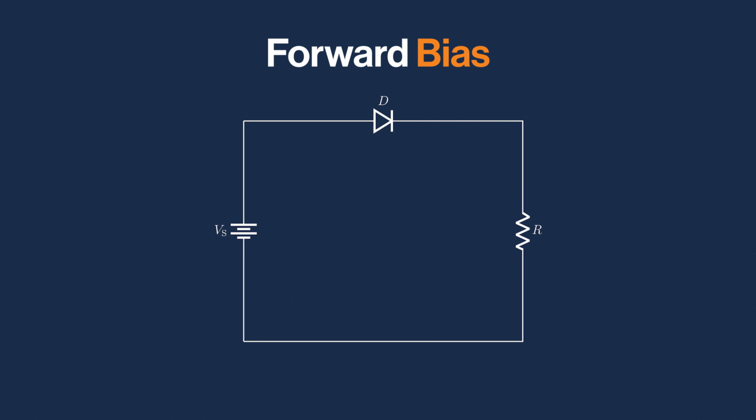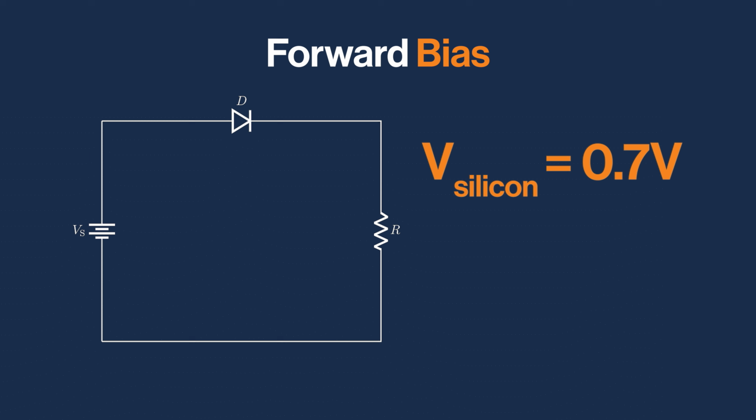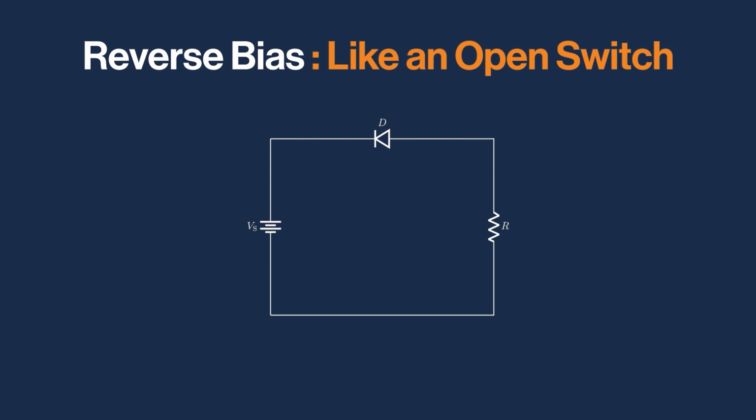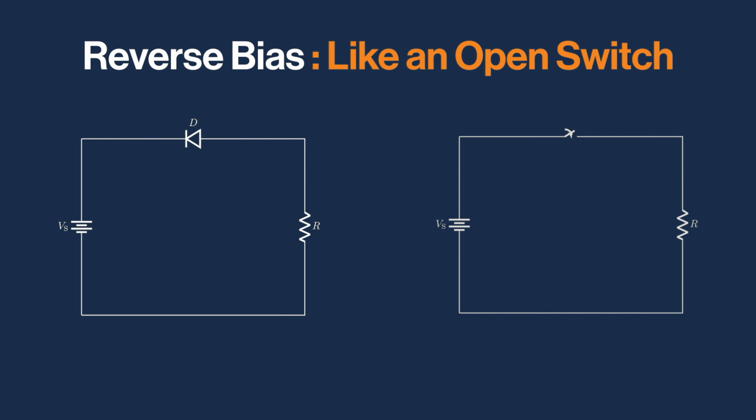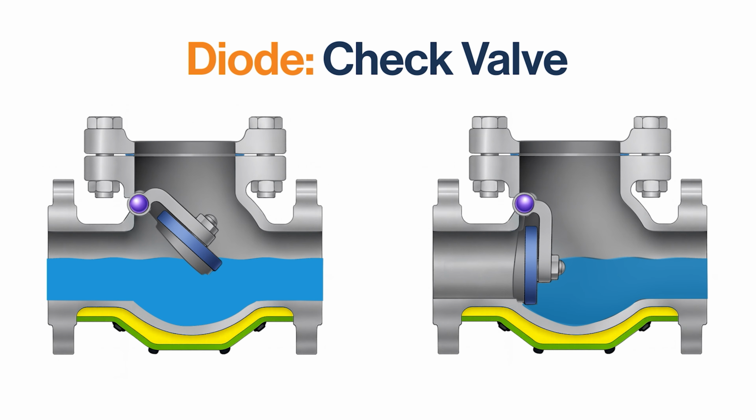So how does a diode work? Diodes have two operating modes. First, we have forward bias mode. The anode is more positive than the cathode, and this means that current flows, and as a result, there's a voltage drop. Usually about 0.7 volts for silicon diodes and 0.3 volts for germanium diodes. Pretty small voltage drop. Second, we have reverse bias. And this means that the cathode is more positive, and so current is blocked. And that means that the diode is like an open switch, so no current will flow. Think of a diode like a check valve in plumbing. It only allows flow in one direction.